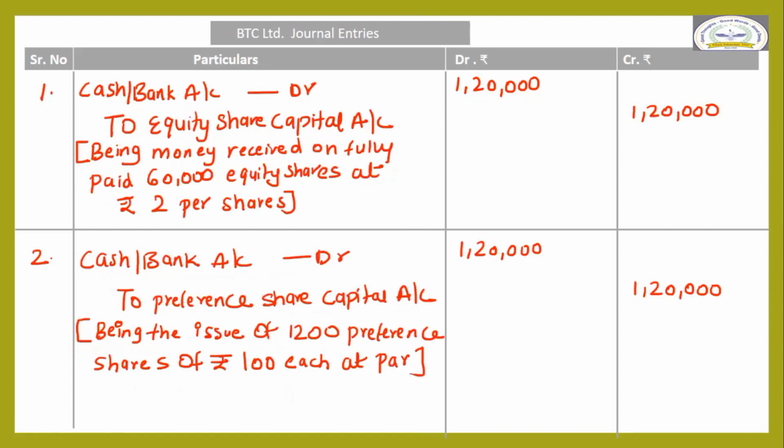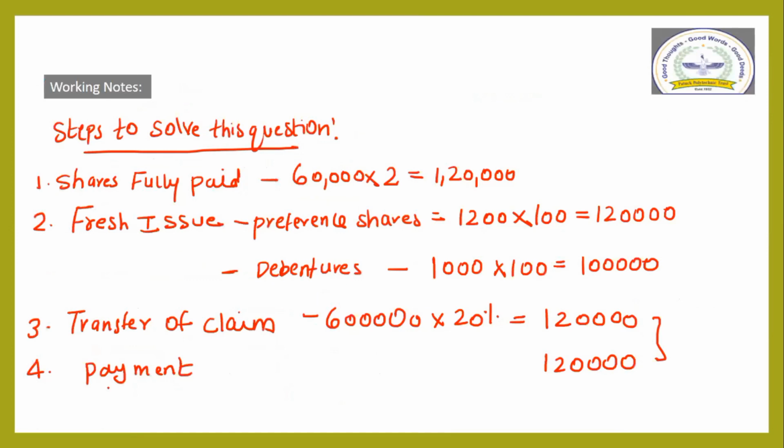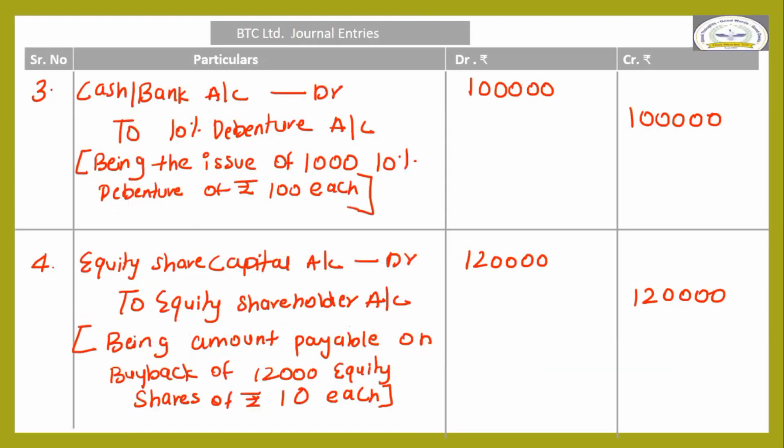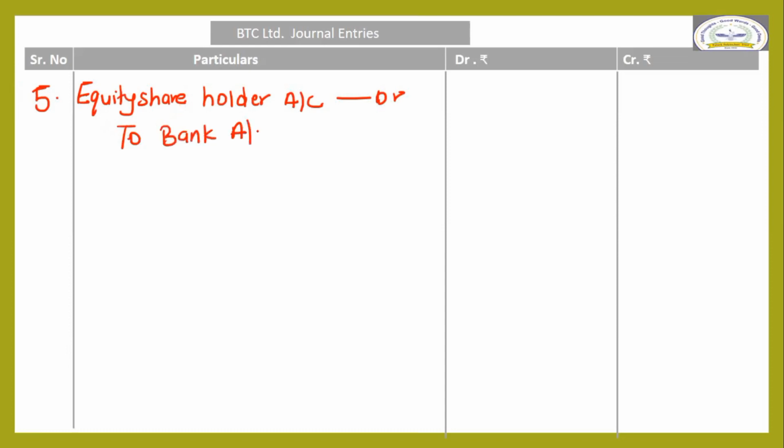Now we are going to pass the last entry, that is the payment entry. We are making the payment to the equity shareholder. So we write equity shareholder account debit, because this is the final entry and we are paying, to cash or bank account. The amount is how much, students? The amount is the same, 1,20,000 rupees.